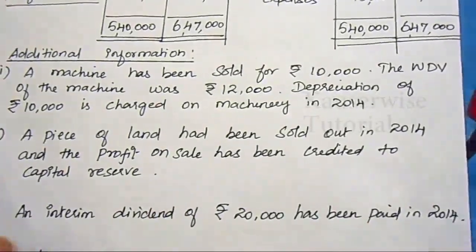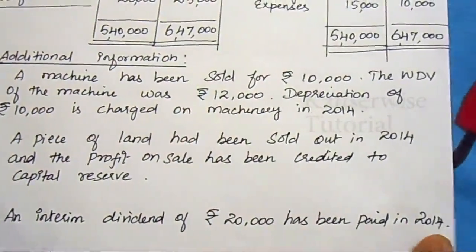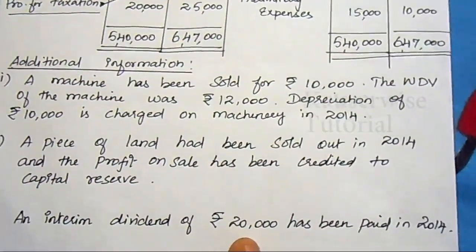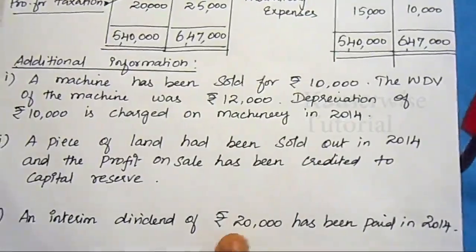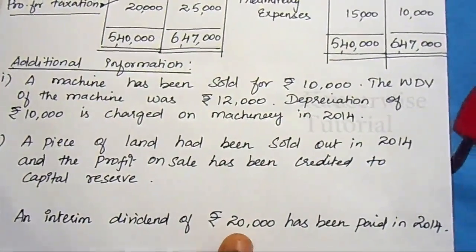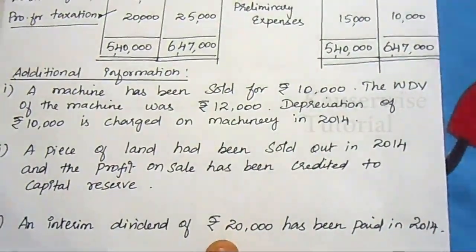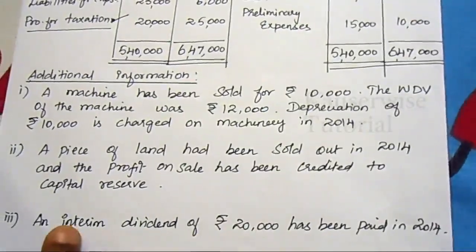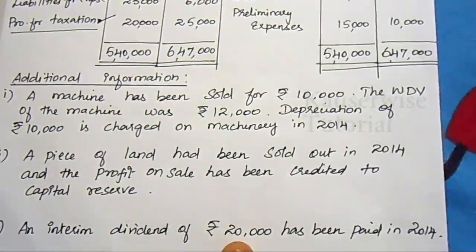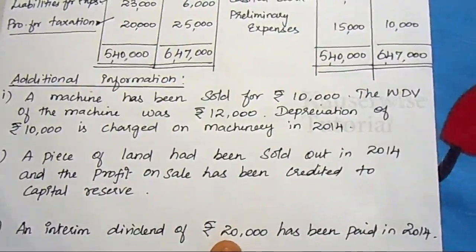Look at the last one. An interim dividend of rupees 20,000 has been paid in the year 2014. See, you need not prepare a ledger for this. Why? Because we didn't have opening and closing balance for this transaction. So we cannot prepare the ledger for this transaction. So simply you can record this amount in two places. One is application of fund, because when you pay interim dividend, it will lead to decrease in our fund, that is outflow of fund. This will be recorded in application of fund.